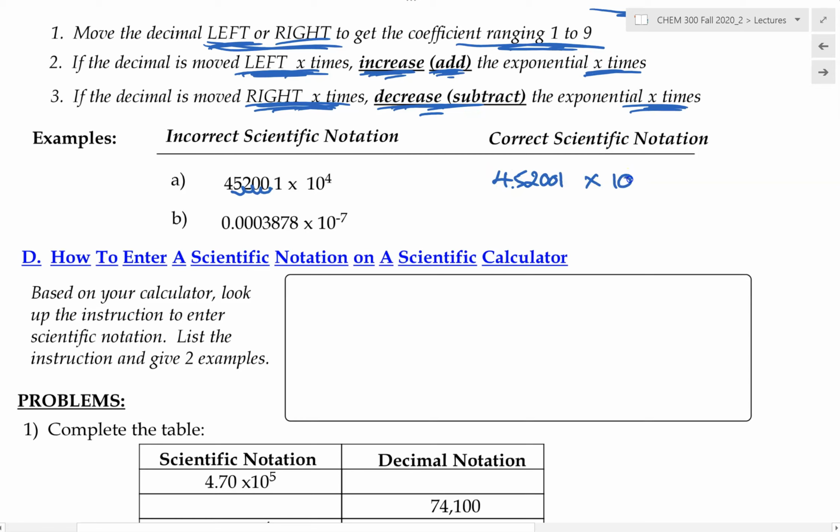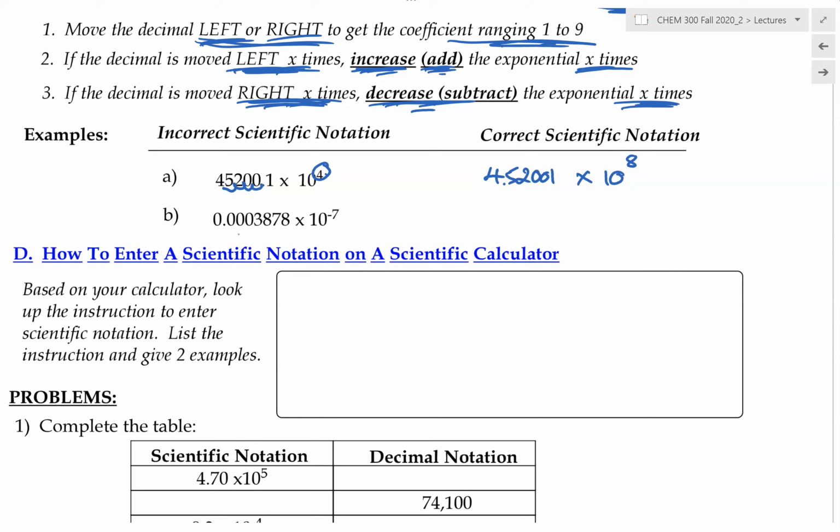And now, times 10. The existing exponent right now is 4. And as we move this to the left 4 times, we're making this value smaller. So therefore, we're supposed to add 4 more to this existing exponent. So in this case right here, it will then become 8. And now that will be the correct scientific notation.